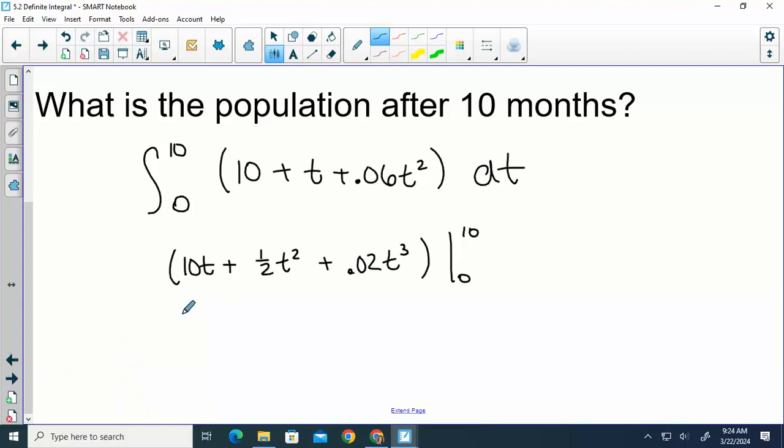So if I plug in my 10, 10 squared is 100, times 1/2 is 50. 10 cubed is 1,000, times 0.02 gives us 20. Minus, if you put in 0, you get 0, and we get 170. That is not my final answer. What am I missing?